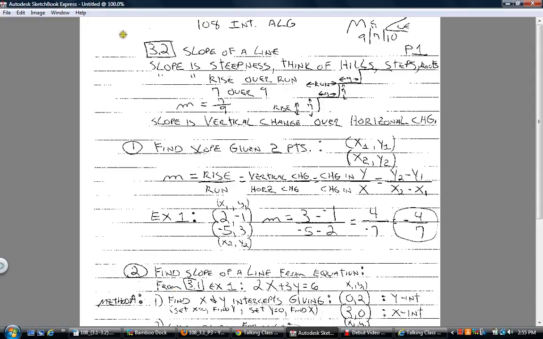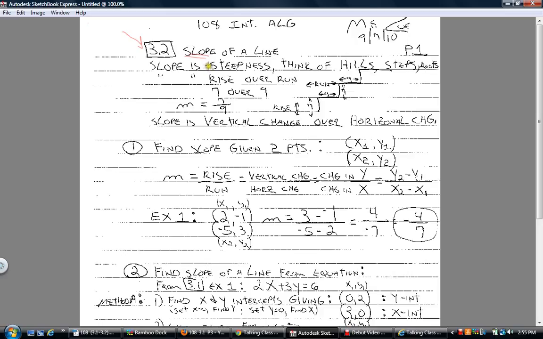Welcome to section 3.2. We are going to work on the slope of a line. Think of steepness. And this concept is crucial to our work coming up here in the next couple sections, so I really want to make sure everybody gets a good grasp of this.